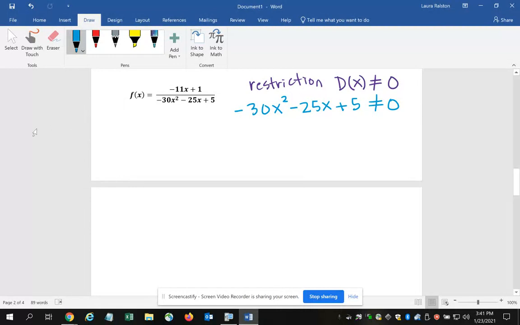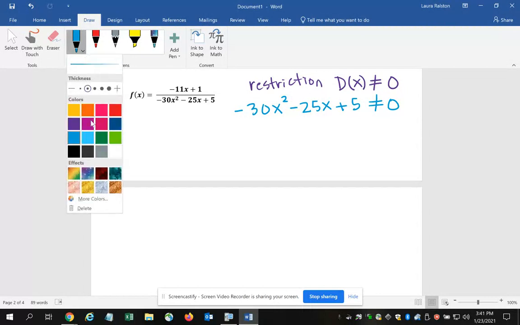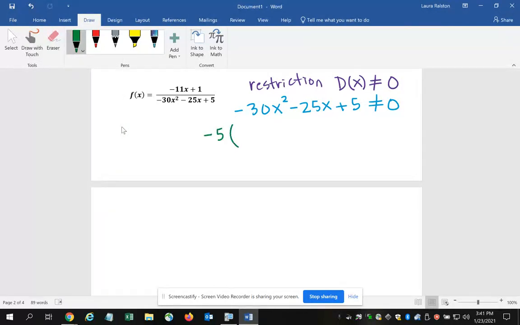Now, typically with a quadratic, there's a couple of ways to solve it. You can do factoring or use the quadratic formula. I'm going to use factoring, and the first thing I notice is that all of these numbers can be divided by 5, and I'm not fond of the negative, so I'm going to factor out a negative 5. So negative 30 divided by negative 5 is 6x squared. Negative 25 divided by negative 5 is positive 5x. Positive 5 divided by negative 5 is negative 1, and that cannot be 0.